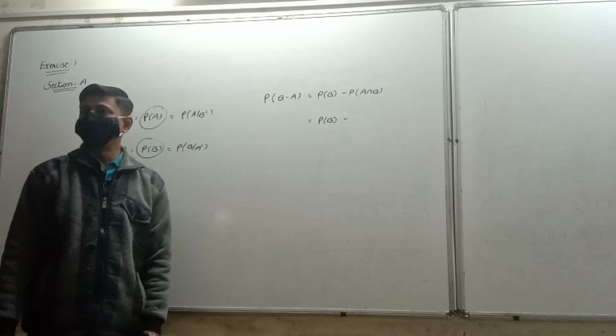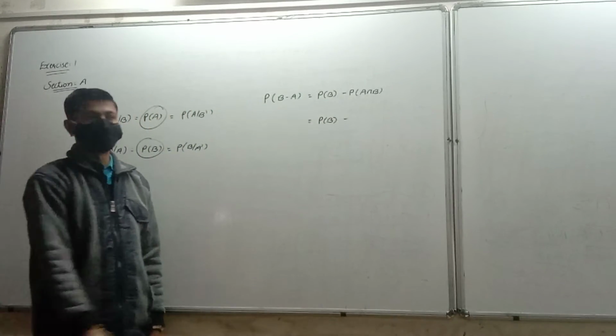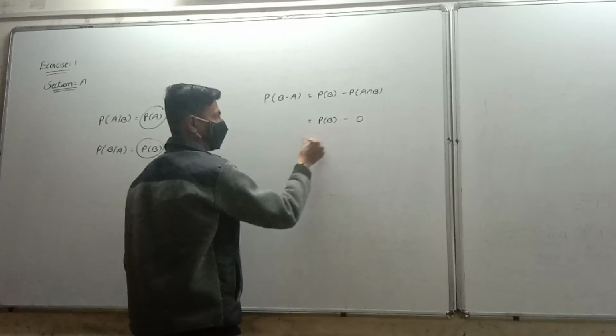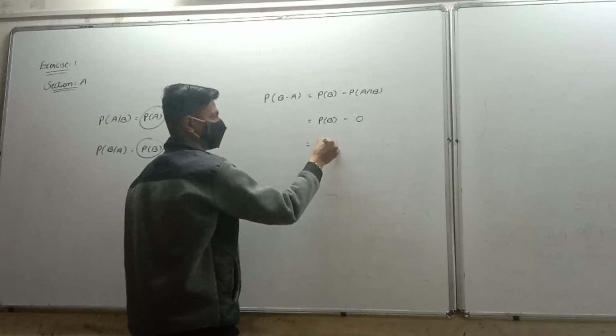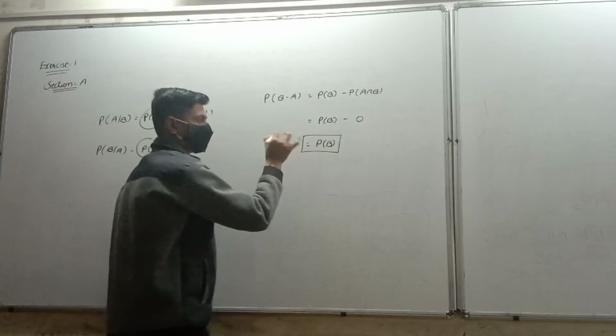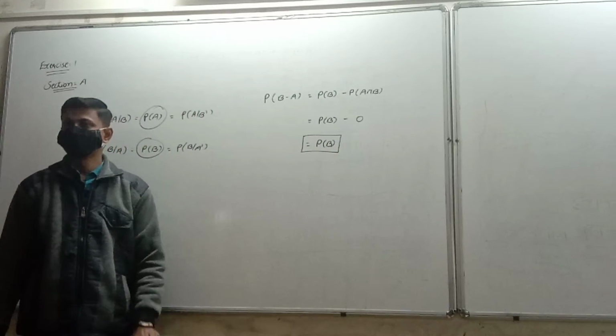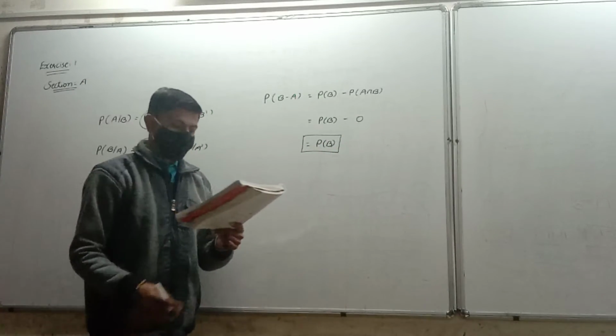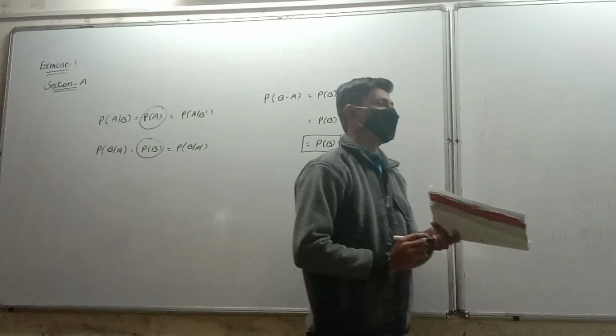Events A and B are mutually exclusive events. Mutually exclusive means phi, zero value. Check the options. So option B is the correct answer, P of B.